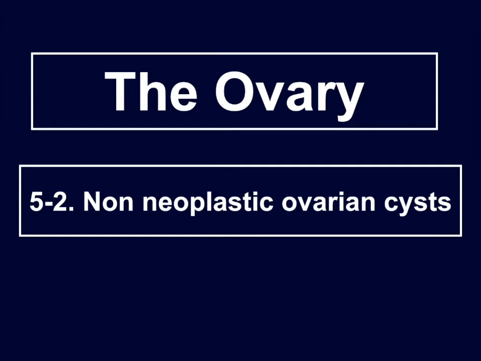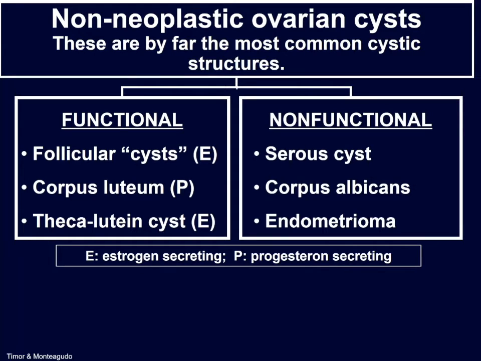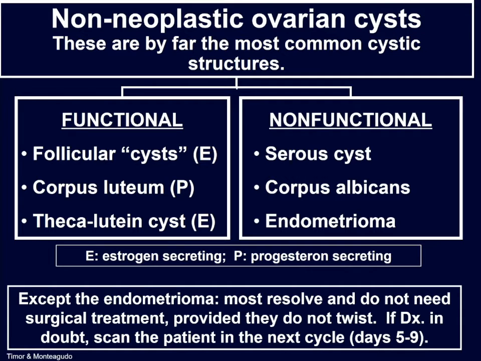So let's talk about the non-neoplastic ovarian cyst. They can be functional: follicular cyst, corpus luteum, theca-lutein; and non-functional: serous, corpus albicans, and endometrioma. Except the endometrioma, most resolve and do not need surgical treatment, provided they do not twist. If the diagnosis is in doubt, scan the patient in the next cycle on days 5 to 9.